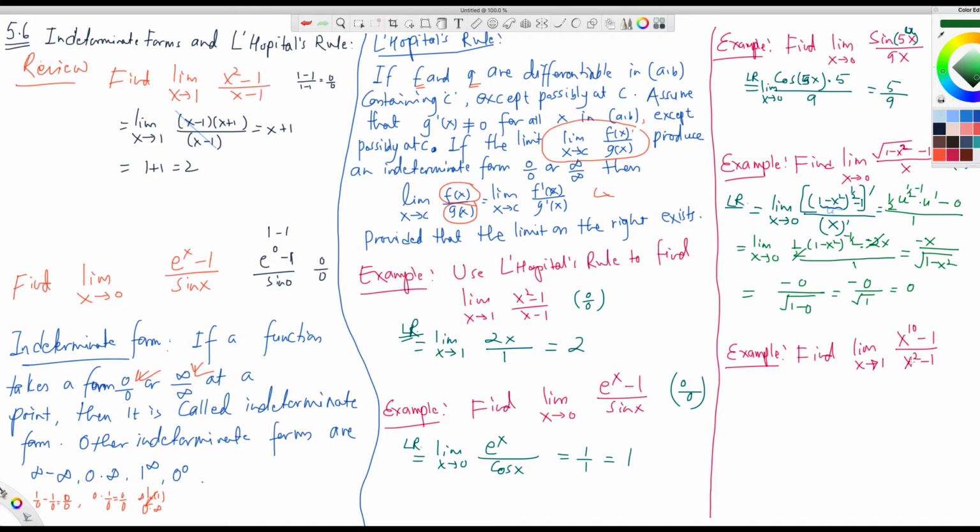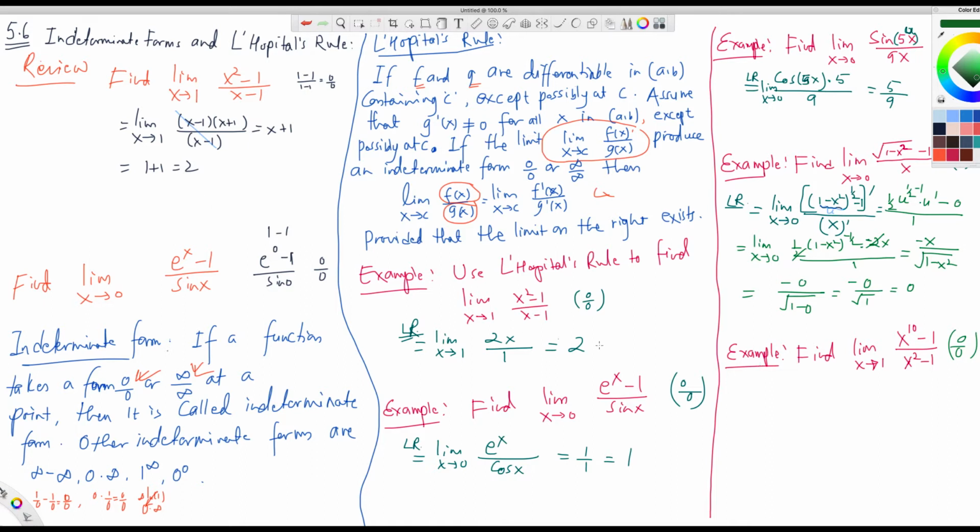Find limit x tends to 1, x to the 10 minus 1 over x squared minus 1. Let's plug in 1. 1 to the 10 is 1, minus 1 is 0, over 0 again. So it takes the indeterminate form, so we need to use the L'Hopital's rule or L'Hopital's formula there. You understand? Okay, so let us find out the derivative.